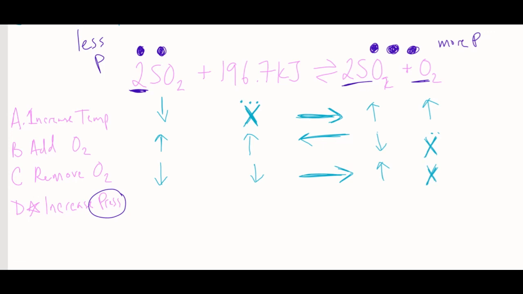So if we're increasing the pressure, this right side has more of that, okay? If we're increasing the pressure, we want to move away from that. We do not want pressure. So we're going to shift to the left, and we're going to move away from the pressure. That means that the SO2 and the oxygen are going to go down, and that the heat and the SO3 are going to go up. And that is just because of the molecules that are present.